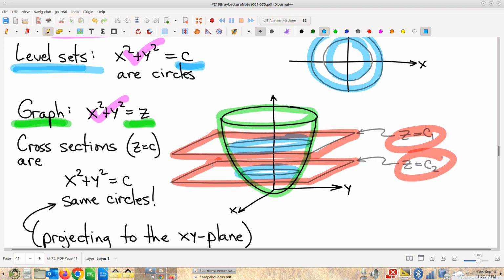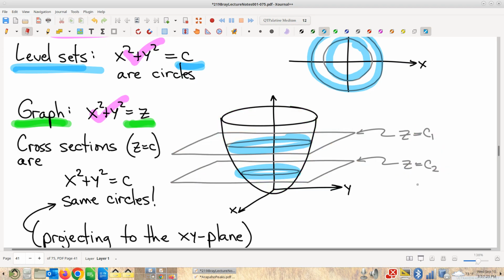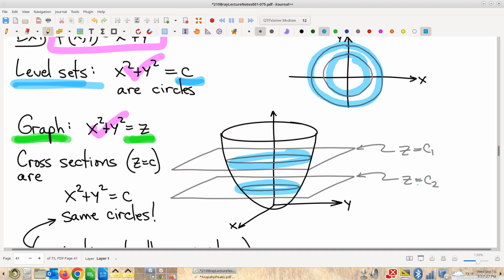Everybody happy with that? Okay, confession. Let me get rid of the... I mean, technically, these blue circles aren't quite exactly the same as these blue circles. These blue circles live in 2 dimensions. They live in the XY plane. There is no Z coordinate.